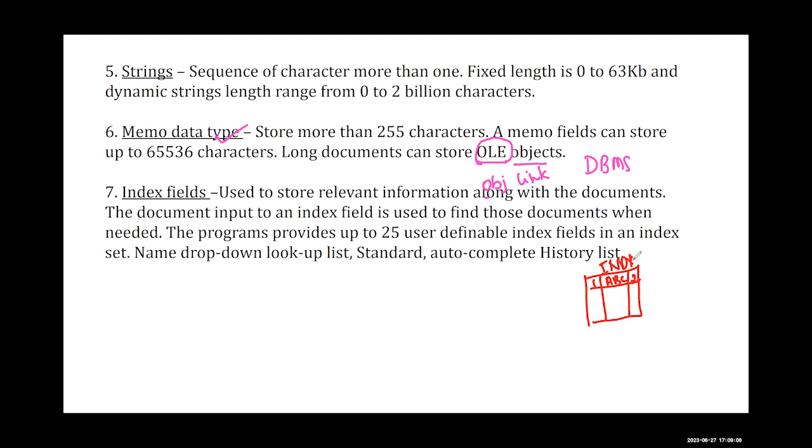So indexing, again, to understand in layman's terms, is nothing but a guide which will give me information about where my data is stored, just like this program is stored on this page number. In order to find the documents when needed, we will use such a type of field. They are called index fields, right? The program provides up to 25 user definable index fields in an index set. So this is another different kind of data type which you have come across in DBMS.